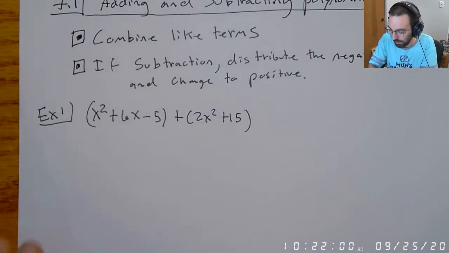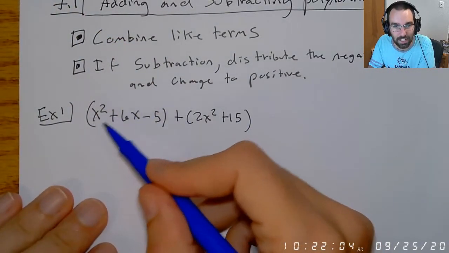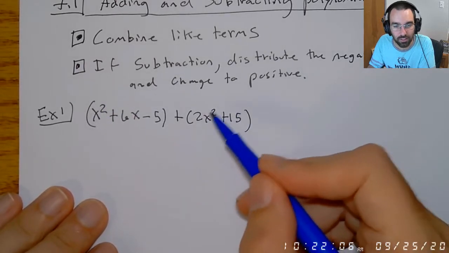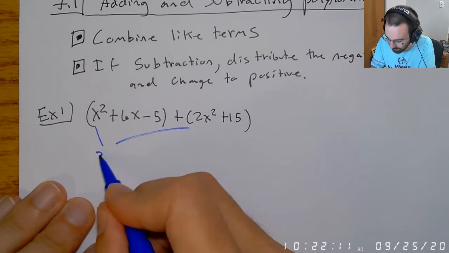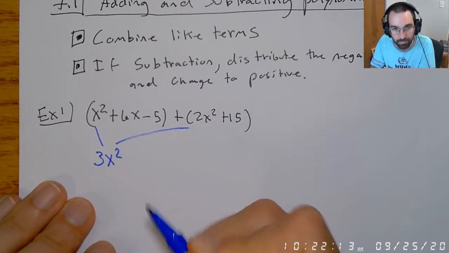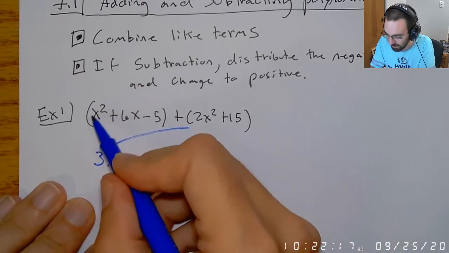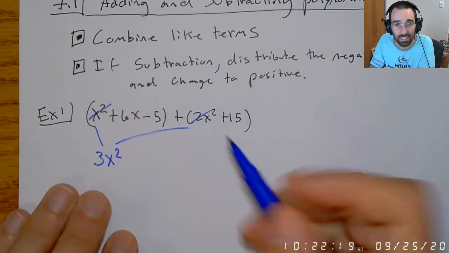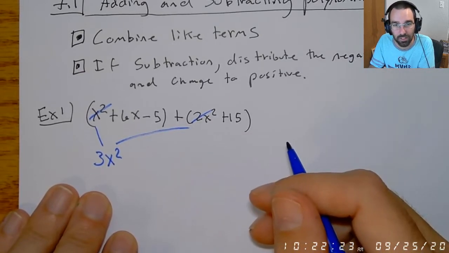To combine like terms, I'm looking for things that look alike. So I have an x squared. I have 2x squareds. So how many x squareds do I have? I have 3x squared. And if you think this is too much to look at, once you're done, you can just cross them off and be like, I've already added those two, right? It's a good way of keeping track of where you are.